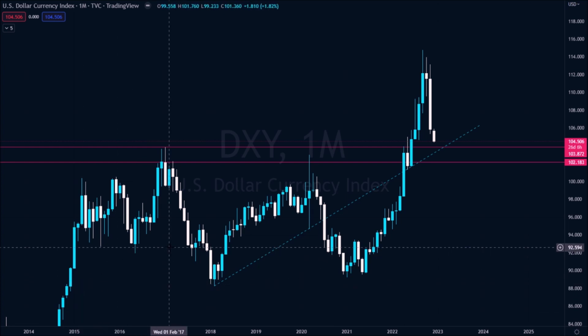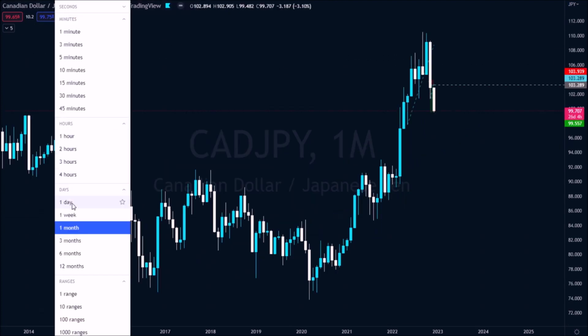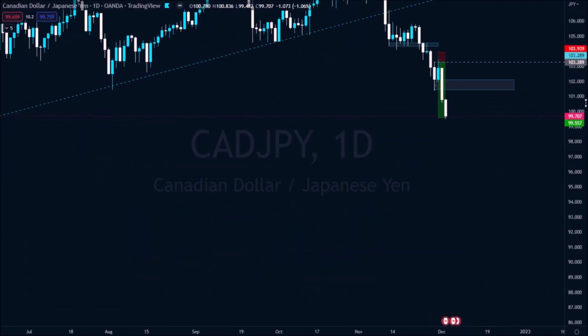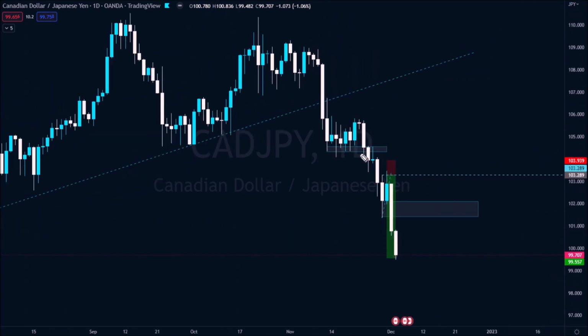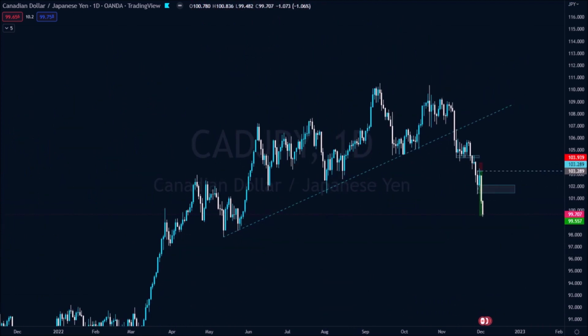We were looking at CAD yen to the downside, so we'll start there. And we'll go down into the daily time frame. If you check last week's video, we were looking for selling opportunities. Just look at the structure. Structure has changed, which we pointed out last week. We had a breakout of this support. We had a breakout, a little bit of consolidation.